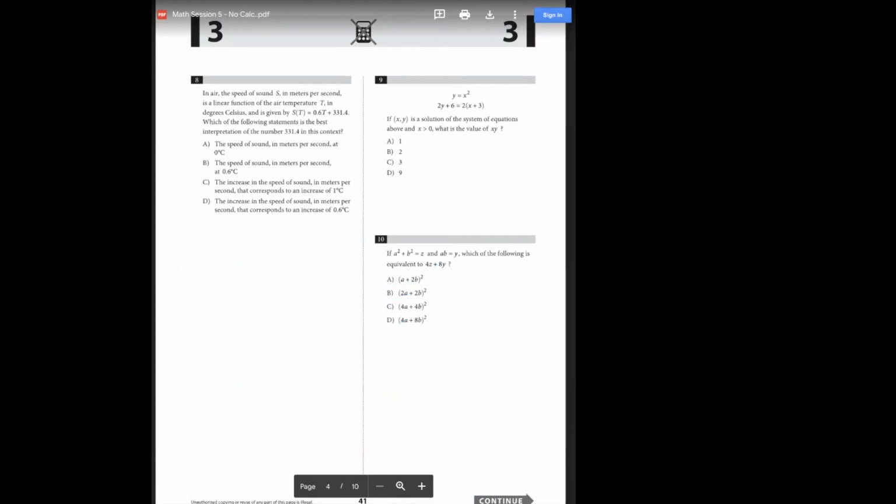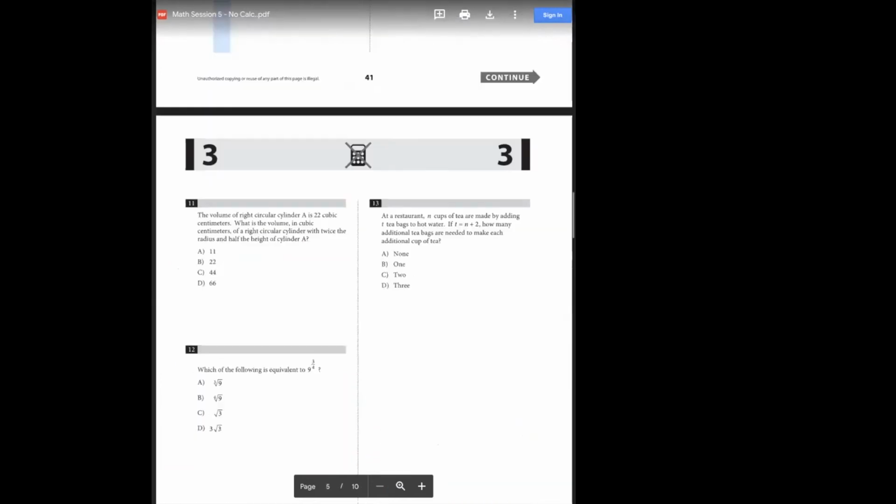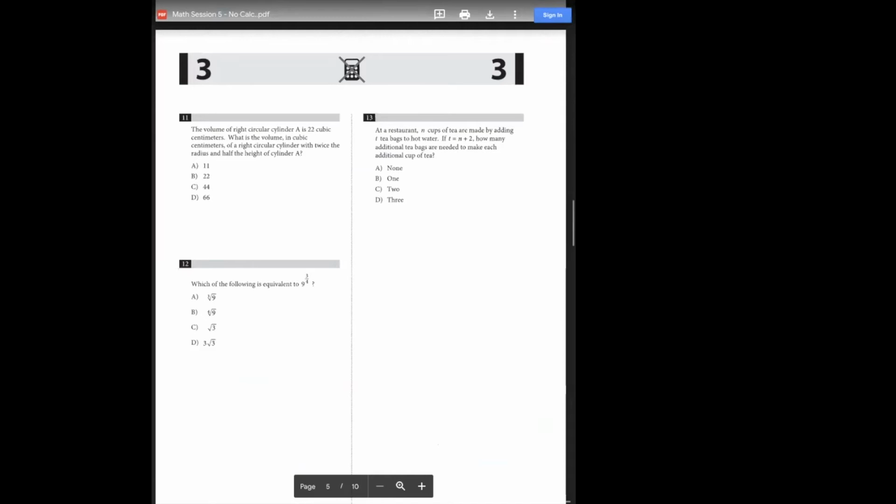So I'm going to move on to number 11 on the next page. I don't know if I'm going to do number 11. On this page, the one I want to do is number 11. Number 12 and 13 are not too bad, so I'll do number 11.